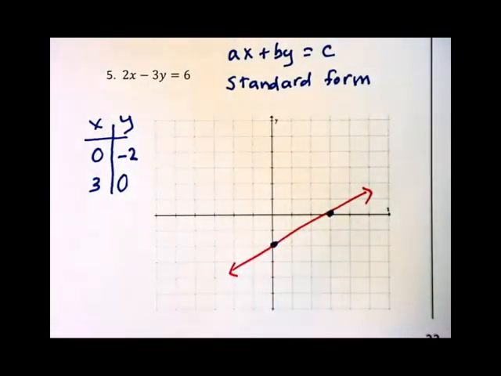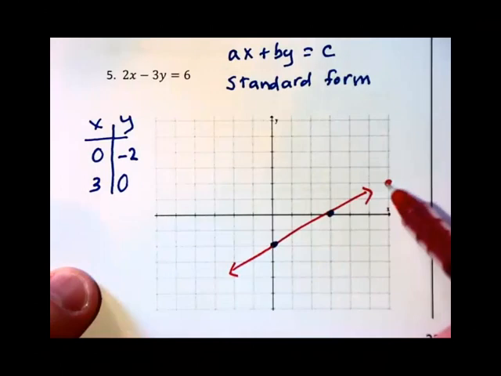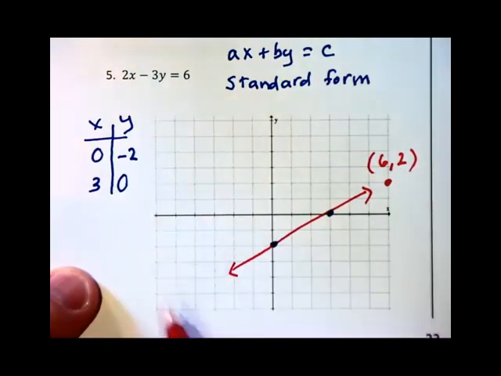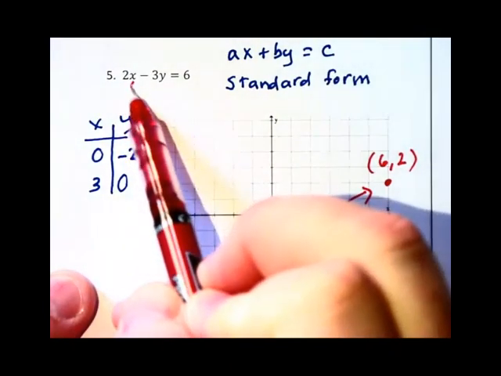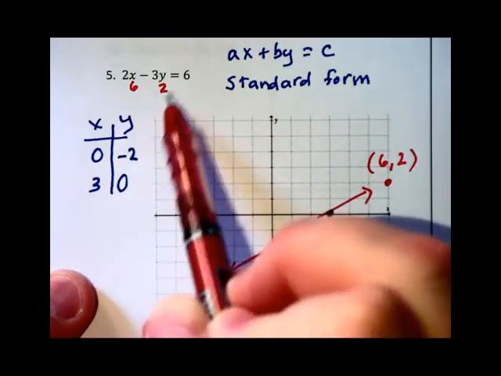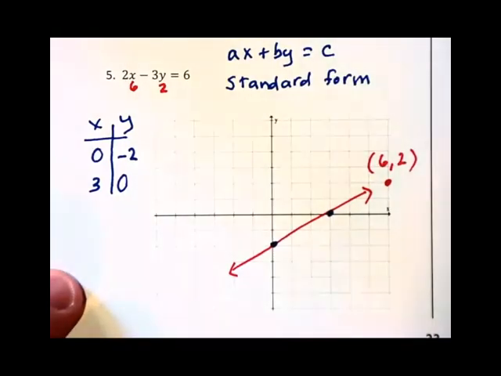A third point is not necessary. If you wanted to, you could say, up 2 over 3, up 2 over 3. I bet if we went over here to (6, 2), that should be on the graph. And if you wanted to check it, you could substitute in a 6 and a 2, and you'd have 12 minus 6 equals 6, and that would be correct. And you could easily identify additional points on the line that way.